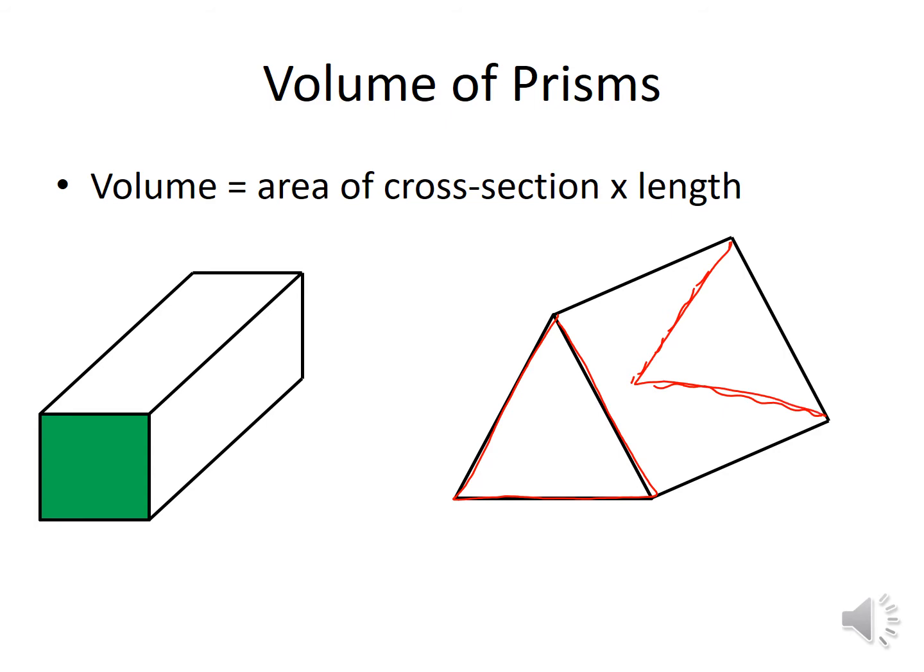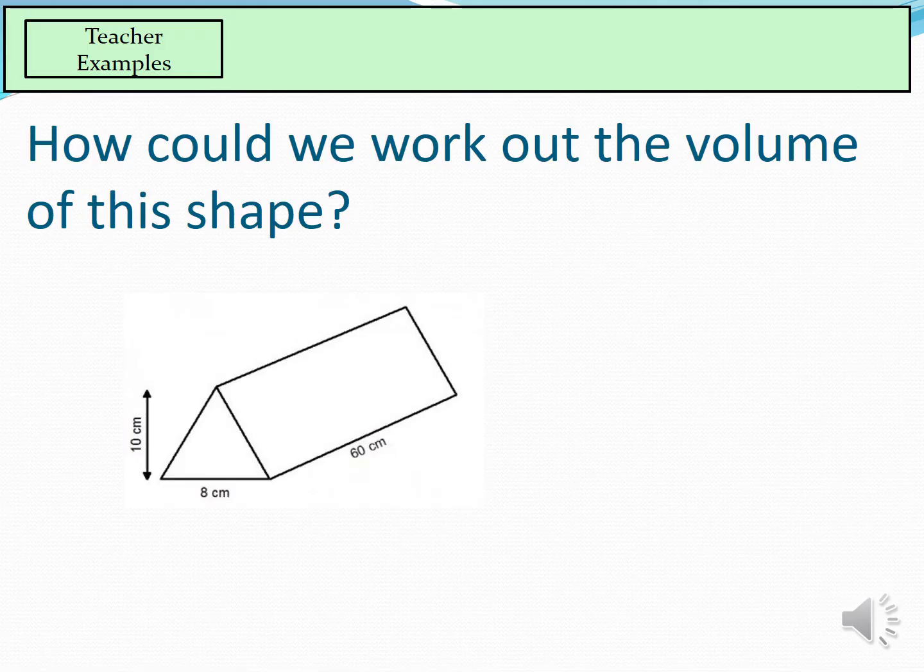So today, to work out the volume of a prism, the volume is the area of the cross section times by the length. Some of you may be wondering what a cross section is. A cross section is this area here. It is the ends of the geometric shape. So we're going to find out the area of that cross section and times it by the length of the shape. This length of the shape. Okay, how can we work out the volume of this shape?